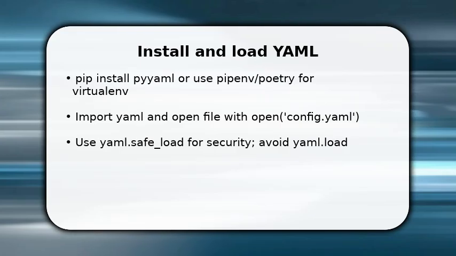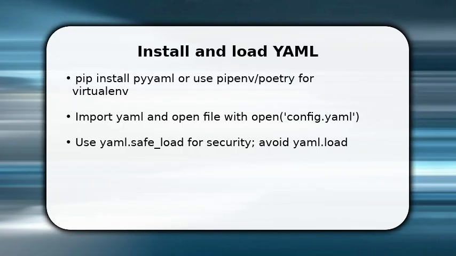You start by installing PyYAML and loading it in your project. This gives you the YAML API. Open the YAML file in read mode and pass the file object to yaml.safe_load to parse into Python types.